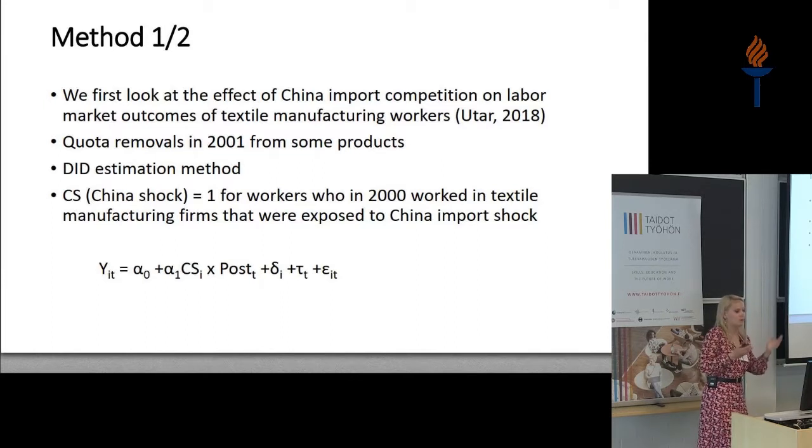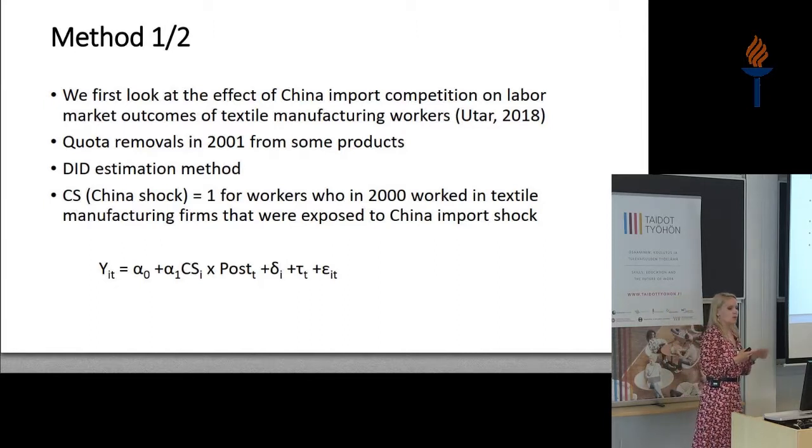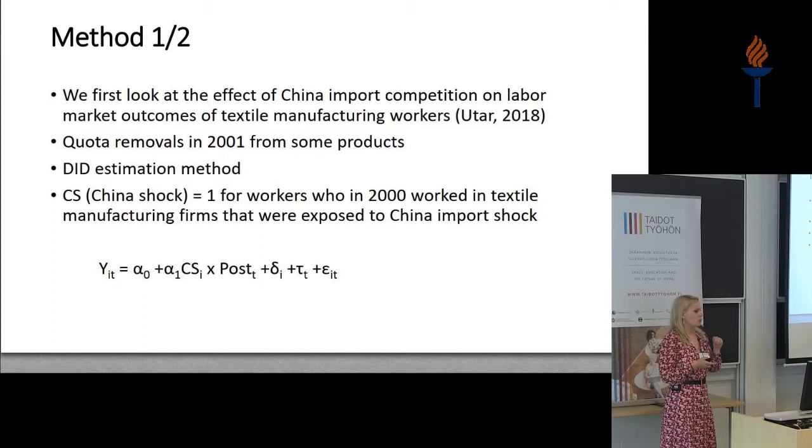And the work I did here was totally brutal and manual. I checked through all these products in detail. Then there is this treatment group: those workers who worked in firms that were exposed to this China quota removal. And the control group includes those textile workers who worked in firms that were not exposed to these quota removals. Then there is this China shock dummy and the post-year dummies, as you well know. And then there's the outcome: occupational mobility, wages, earnings, and so forth.